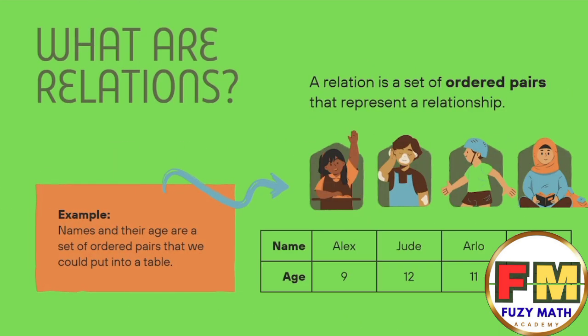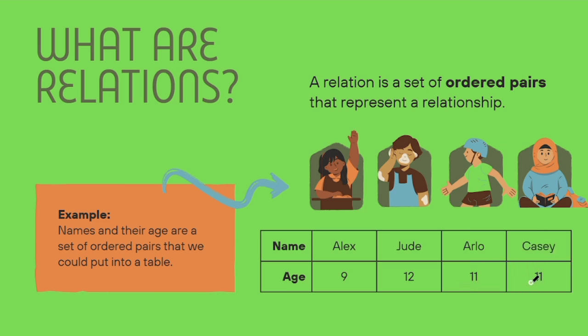Now, what are relations? A relation is a set of ordered pairs that represent a relationship, such as name and age. Alex has age 9 years, Jude has age 12 years, Arlo has age 11 years, Casey has age 11 years.